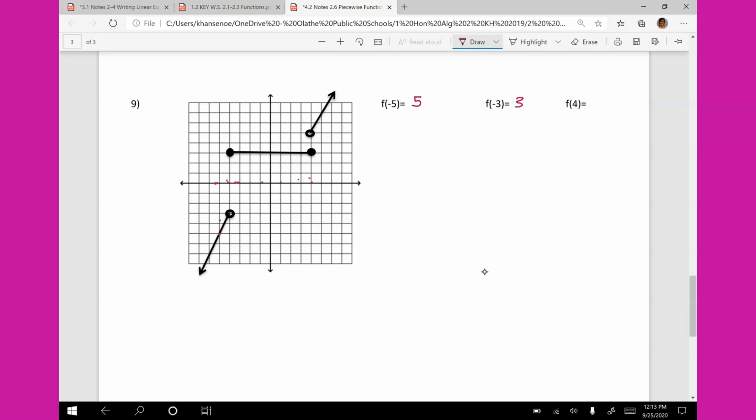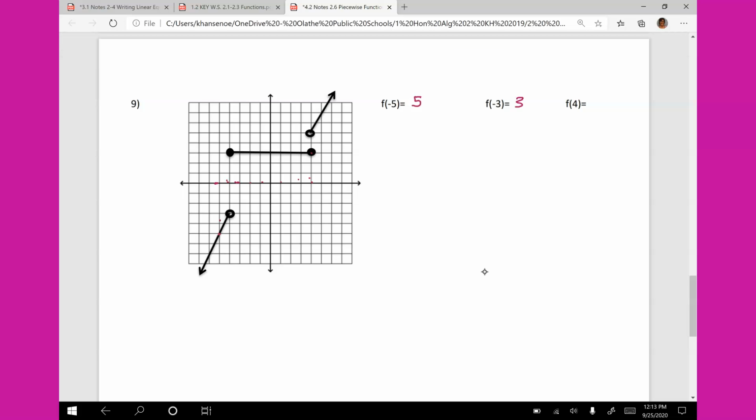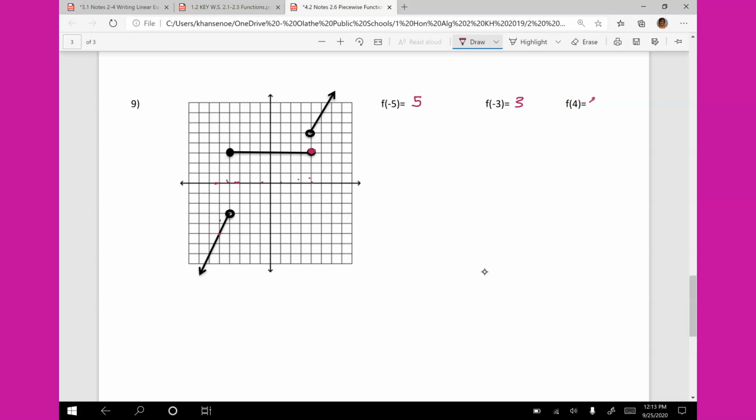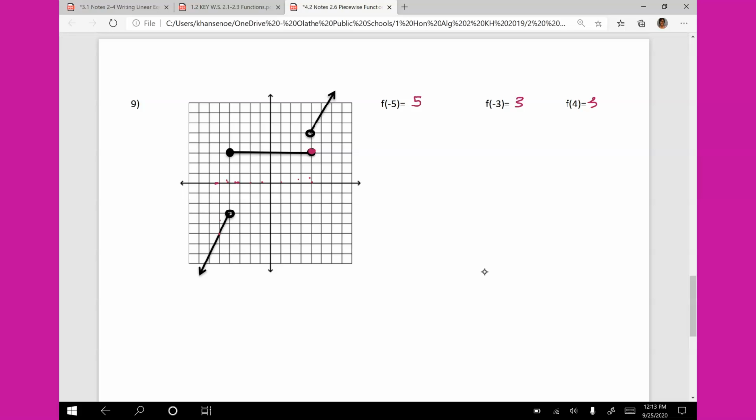Oh, shoot. Look what happens. I have a closed dot and an open dot. So because this one's closed, that is my answer. So that is 3. So a closed dot takes preference over an open dot if they're together. Okay?